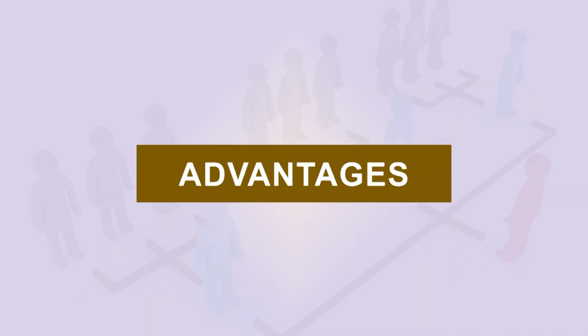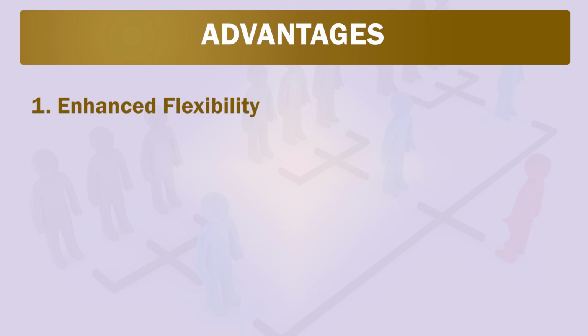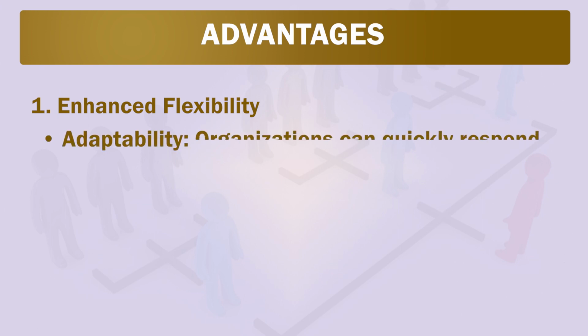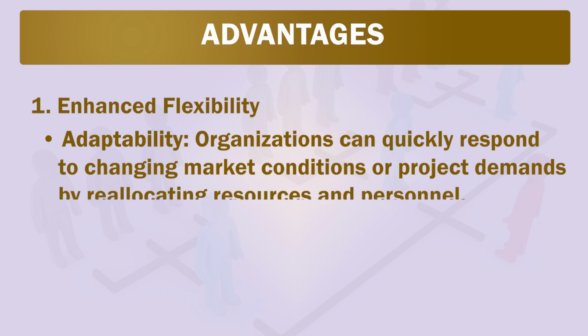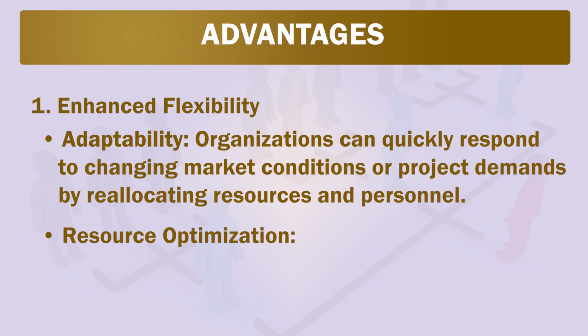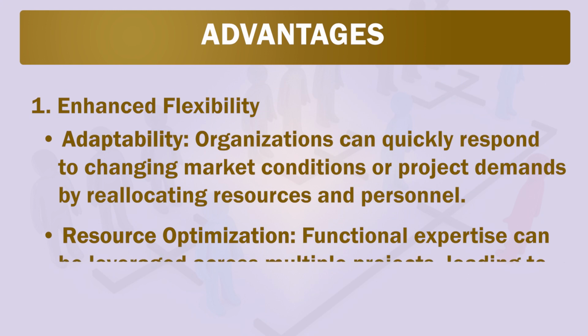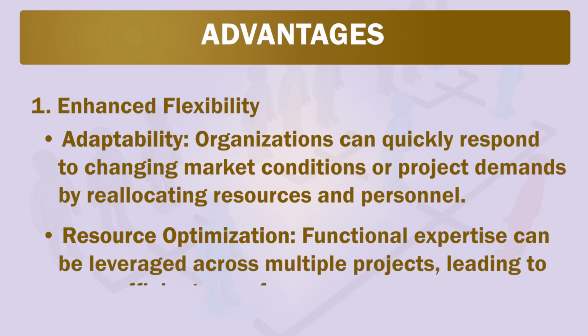Let us see what are the advantages. First advantage is enhanced flexibility. So what happens is there is adaptability when there is a matrix structure. Why? Because the organization can quickly respond to changing market conditions or project demands by reallocating the resources and personnel. Okay. Second is resource optimization, that is the functional expertise can be leveraged across multiple projects, leading to more efficient use of resources.